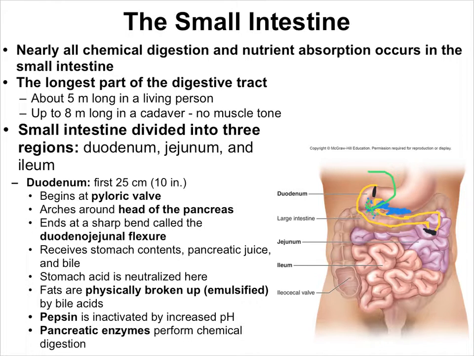The duodenum is where, so keep this in mind, this is where pancreatic enzymes, pancreatic buffer, and bile salts are going to be added to the chyme, and movement through the duodenum is going to mix the chyme with those secretions.